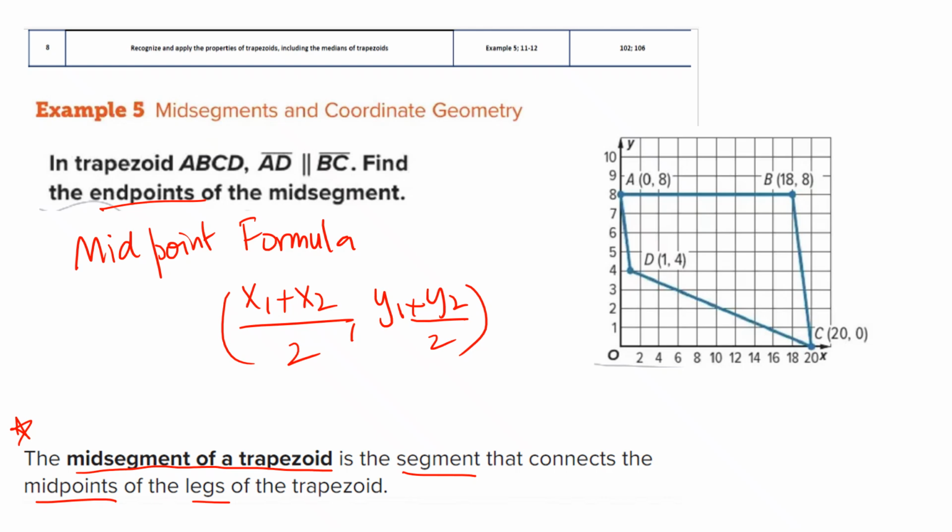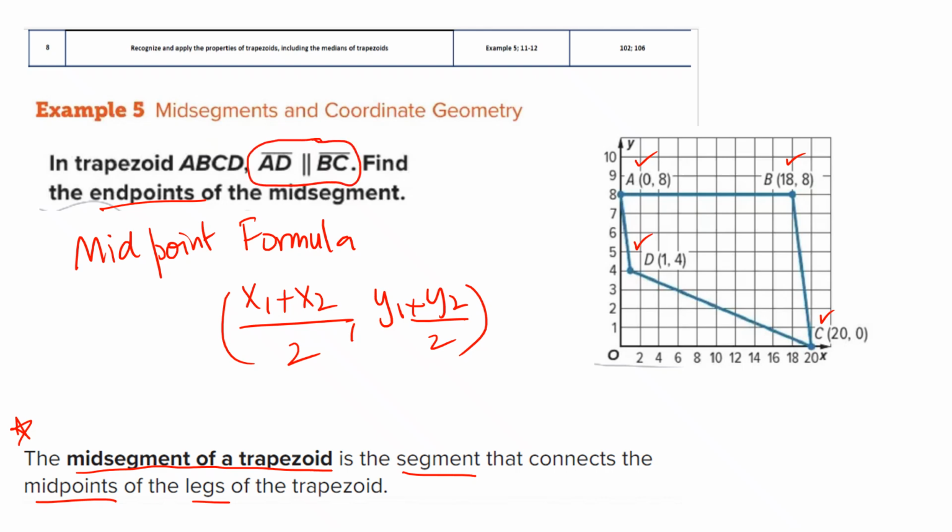Now, in this question, the graph is also given, so it's also a question on coordinate geometry. If you are lucky, the four coordinates A, B, C, D will already be marked for you. As you see in this question, the four coordinates are given along with the graph. Now, you're also given which segment is parallel in this trapezoid.